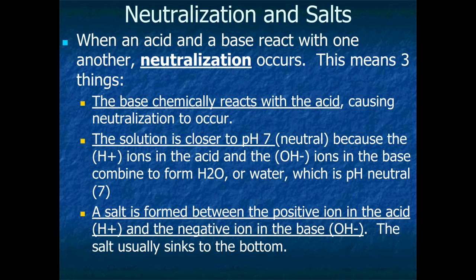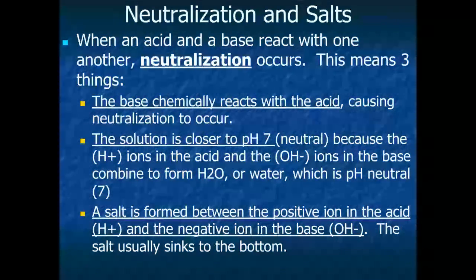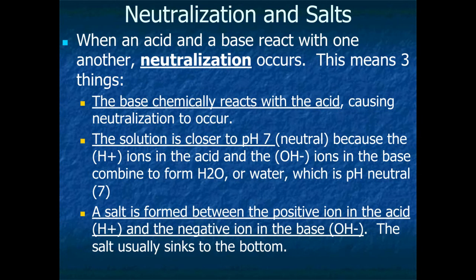So if you think about it on the pH scale, if you've got something really far from 7, like a 1, and it reacts with a 13, they're kind of going to balance each other out, right? Because part of what a base is, is something that will accept a hydrogen from an acid. So the base and the acid chemically react, and it causes neutralization to occur.